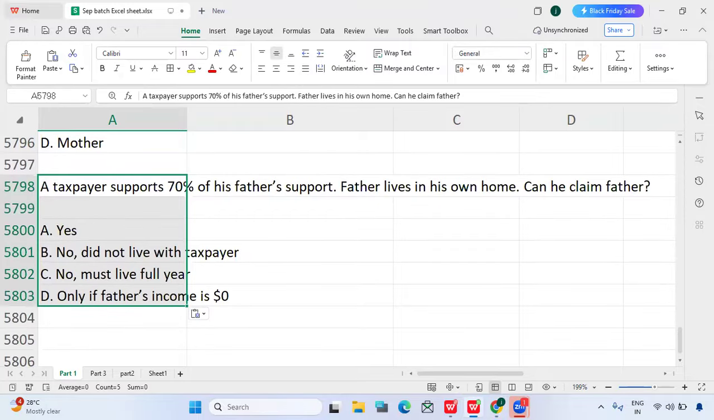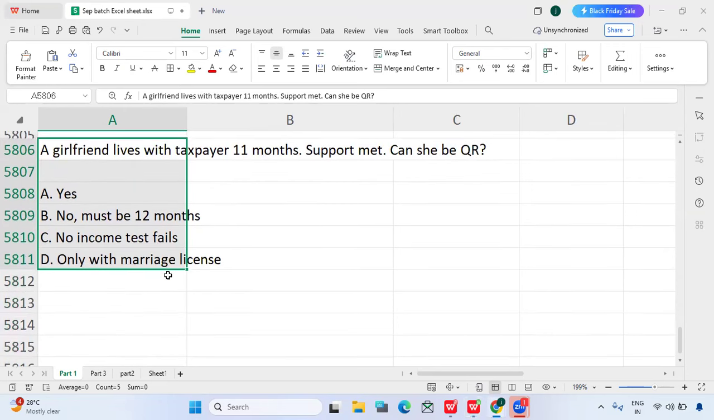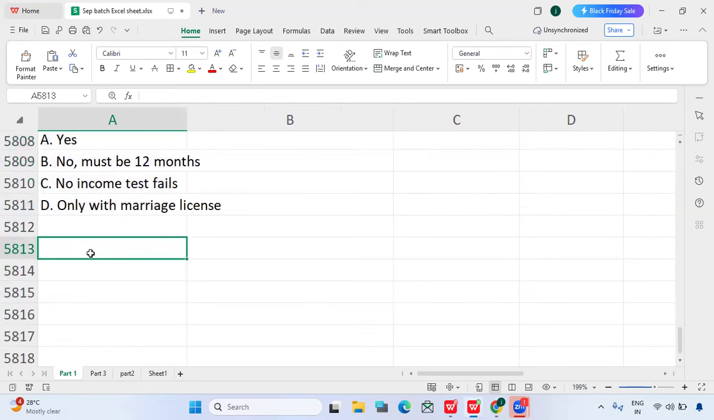Taxpayer supports 70% of his father's support. Father lives in the home. Can we claim father? Yes. Okay. Girlfriend lives with the taxpayer 11 months, support mate. Can we consider her a QR? Girlfriend lived with the taxpayer for 11 months only. So can we consider her qualifying? No, because she must reside with the taxpayer all the year.